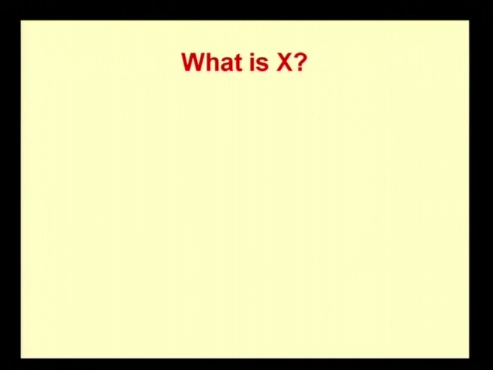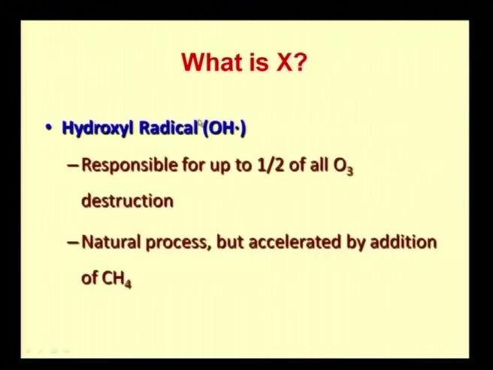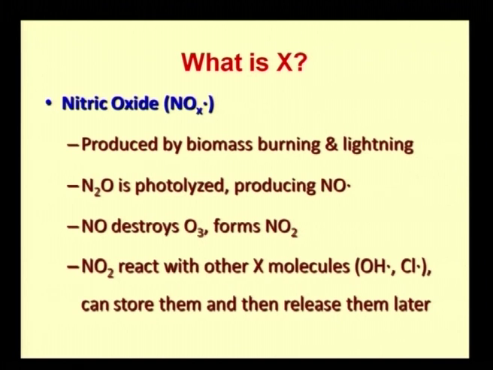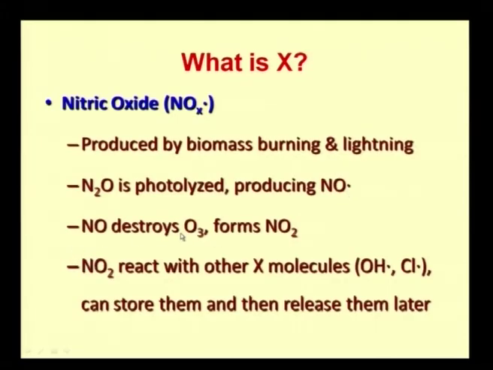And now, what are the catalysts? Let us see. The first is the hydroxyl radical, OH, and it is responsible for half of the ozone depletion. It is a natural process, but it can be accelerated by the presence of methane, CH4, which is a greenhouse gas. And the second one is nitric oxide, N2O. When light falls on N2O, it produces NO, and that NO destroys O3, forming NO2. The NO2 reacts with other molecules like OH or Cl and creates some other molecules. Therefore, the second catalyst is nitric oxide.